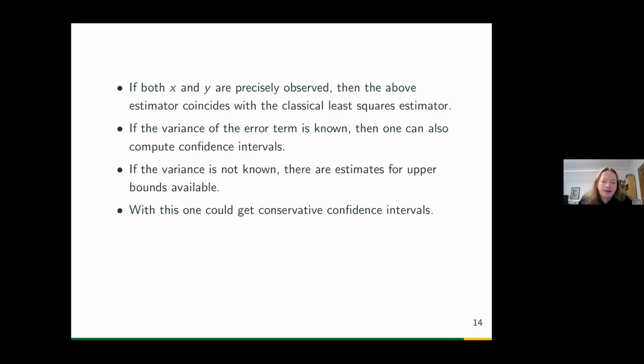Additionally, if we would know the variance of the error term, then we could also do inference, confidence intervals, and so on. Of course, the variance of the error term is usually not known. So we have a problem here, but there are some formulas which give you at least upper bounds for the error variance. You can use these upper bounds to make at least conservative confidence intervals. Therefore you have at least some rough insight about the statistical uncertainty. Okay, this was about the second situation.